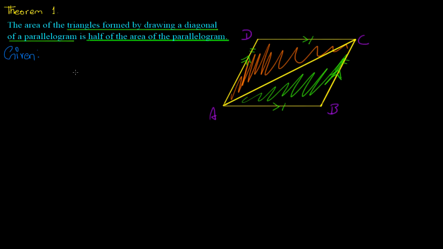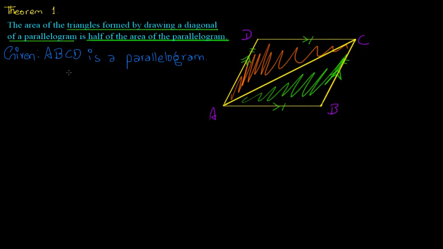Here the question is, we need to prove the area of the triangle formed by drawing a diagonal of a parallelogram. Okay, so we have a parallelogram and the parallelogram is ABCD, so we need to write ABCD is a parallelogram. We can use a symbol to represent a parallelogram, but for now we will just write parallelogram.